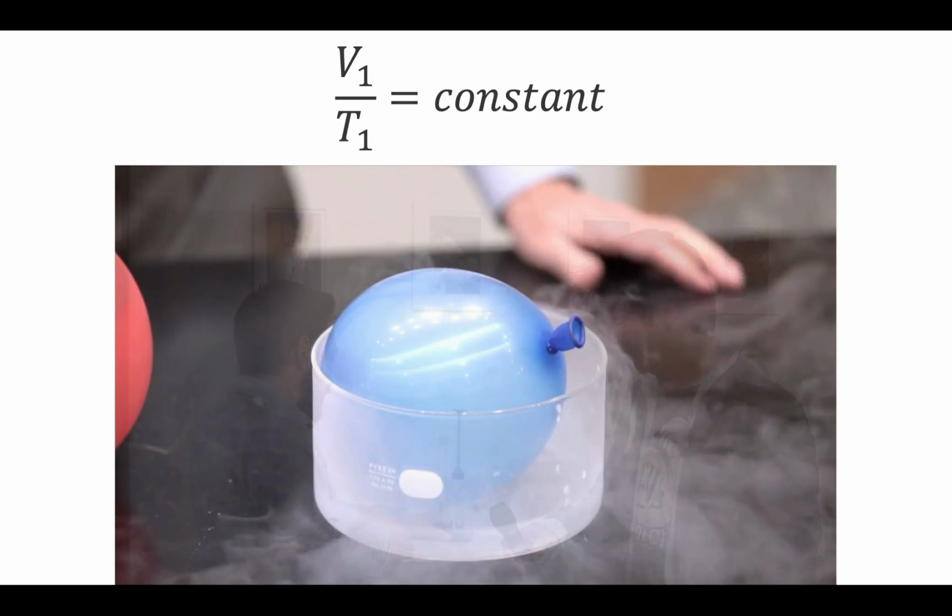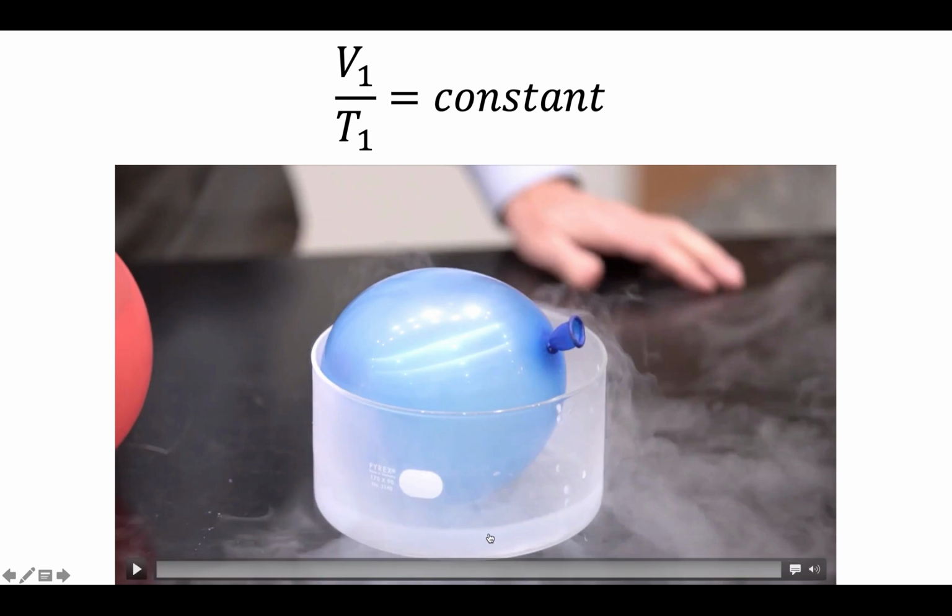All right, how about volume and temperature? What's the relationship between those? Well, again, different sides of a fraction. So when one goes up, the other goes up. When one goes down, the other goes down. They're directly related. So here, if the temperature goes down, the volume should go down.